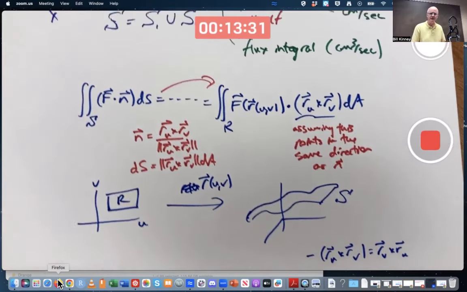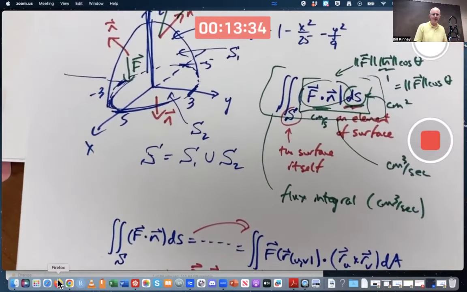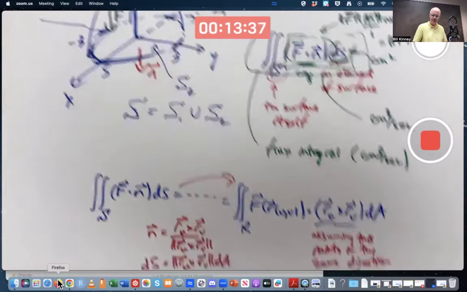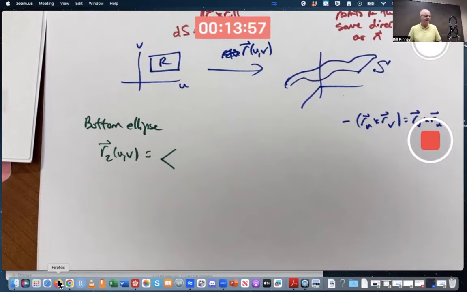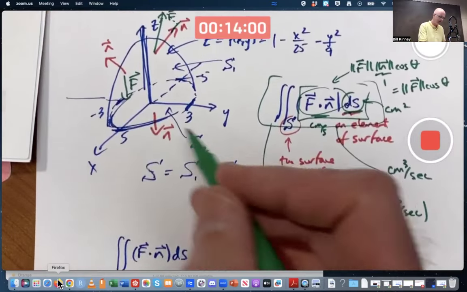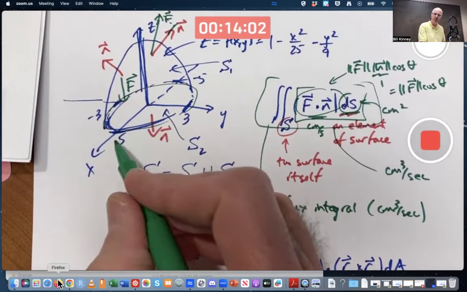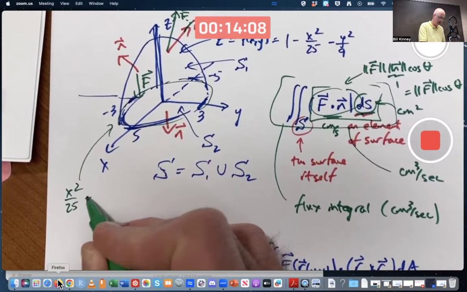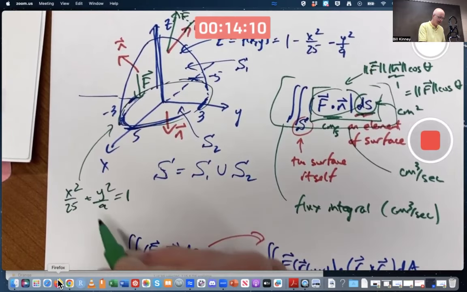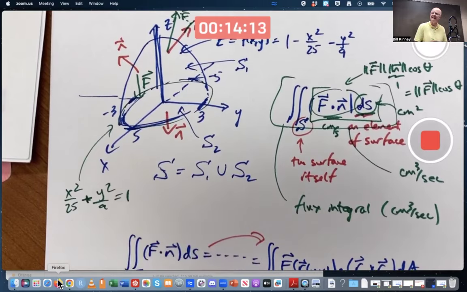As far as our example goes, let's do S2 first. That's the ellipse on the bottom. I'll call it R2 for the parameterization of the bottom ellipse. Effectively, you use polar coordinates. The equation of the ellipse itself in the xy plane is x squared over 25 plus y squared over 9 equals 1, ignoring z.